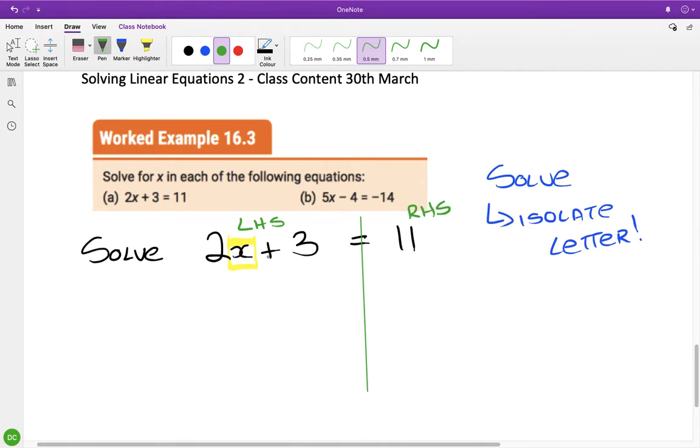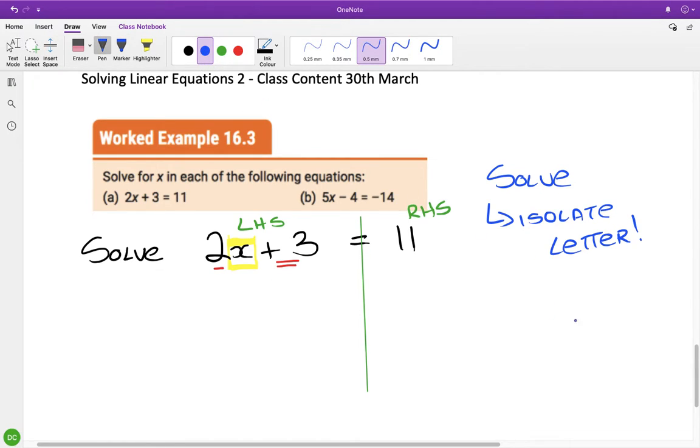Okay, so I want that x to be on its own on the left-hand side, and at the moment, as well as the x, there is a 2 and there is a 3. Both of those need to go. Okay? Because otherwise I can't isolate the x. I isolate the x and get it on its own, which means I need to move anything that's with it away from it. Okay? So we did a bit of this the last day.